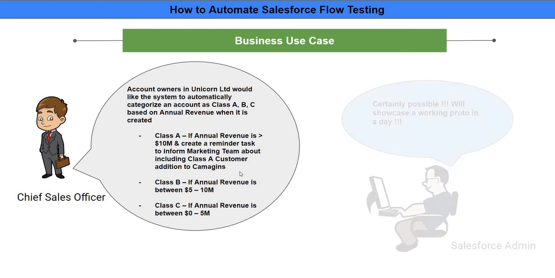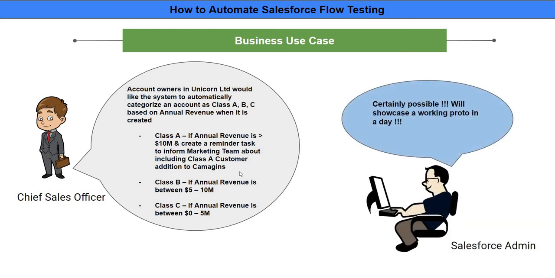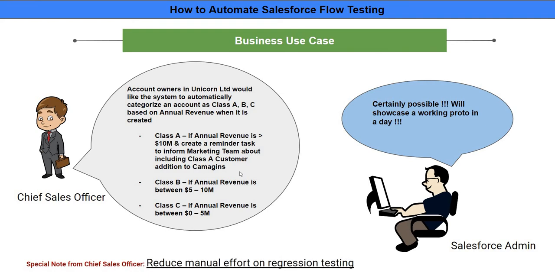So the Salesforce admin is all geared up to implement that using flow without writing a single line of code. But that's when there was a special note from the Chief Sales Officer, because this typically happens in all projects, right? Whenever we automate a business process using flow, it works great, certainly, but as we add more enhancements to the flow, whenever we make a change, it needs to be tested manually, isn't it? Even if it is a small change, to ensure that the changes are not breaking any existing business process. Typically, either the testing team or the business users will have to manually test, right?